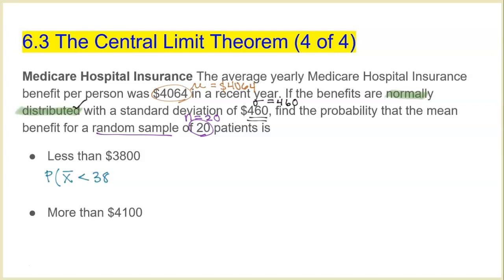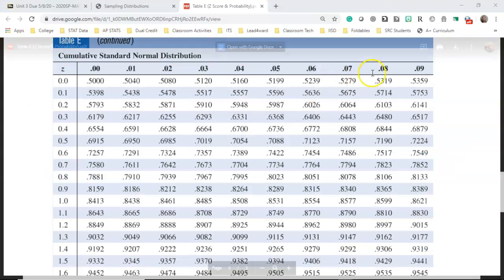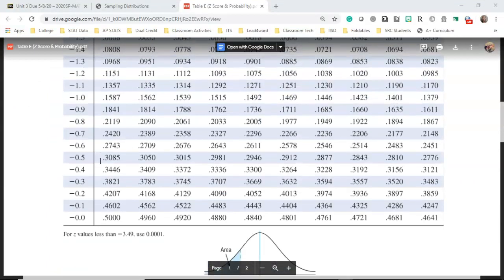So the probability that the sample mean is less than 3,800, so we find the z-score for that. 3,800 minus the 4,064, and then we go to our table E and we find this value in our table. Now, it may be helpful to draw it so we know that we're looking for this area here in the red. That area represents the probability that the sample average, a randomly selected sample of size 20, will be less than 3,800 for the Medicare hospital insurance. So if I go to the table and I look for that z-score, negative 2.57.